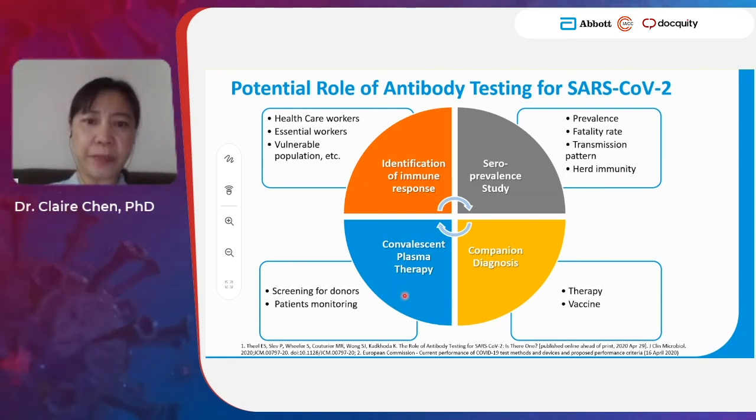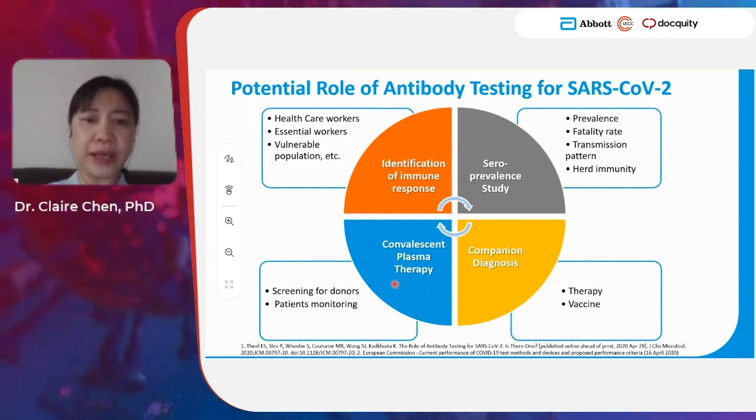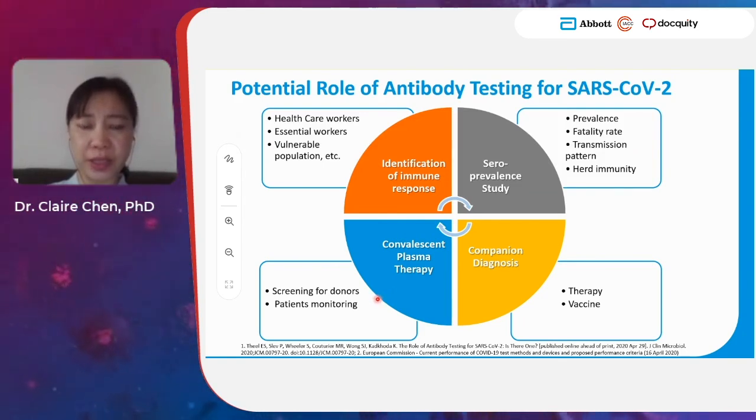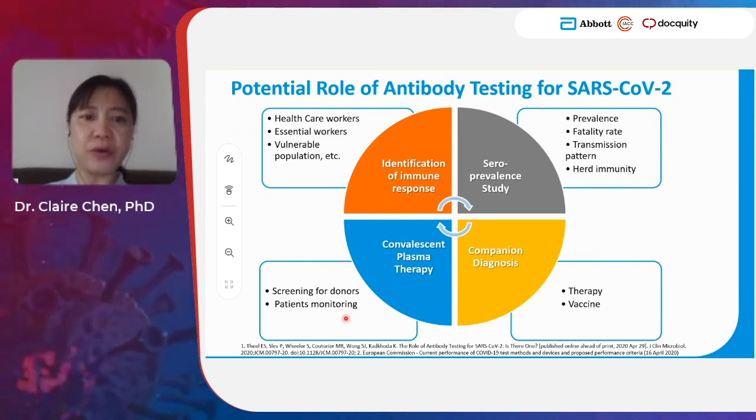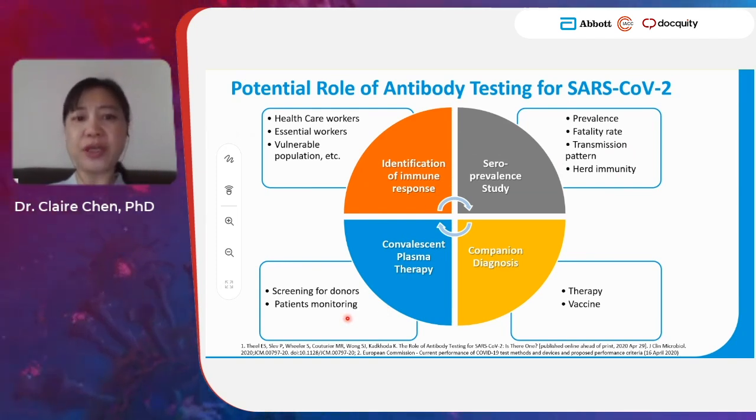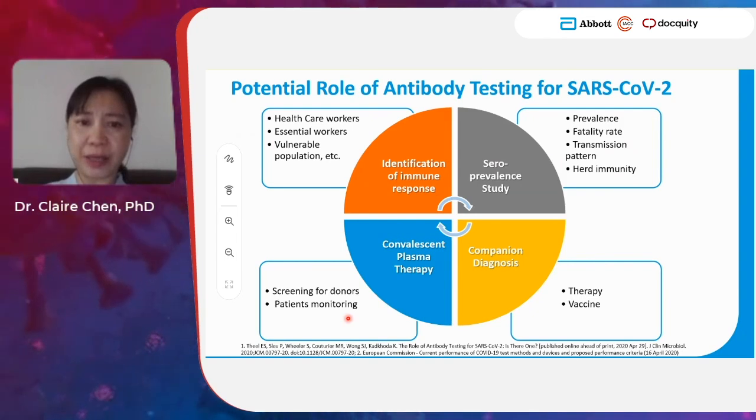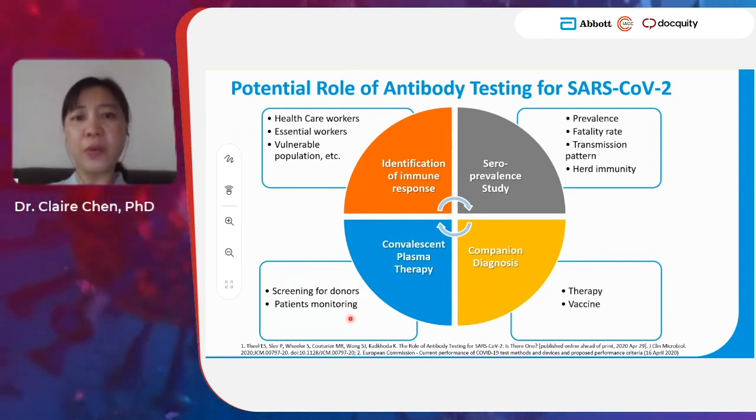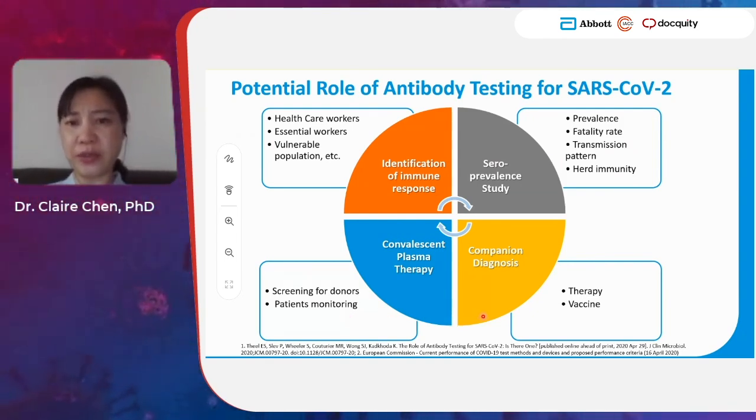The third possible role for the antibody is to help convalescent plasma therapy. With the antibodies, it might help you screen the donors to see whether they have enough antibodies to be used for the therapy. It can also help monitor the patients who receive the convalescent plasma, to see whether their antibody level will increase and whether their condition will improve.